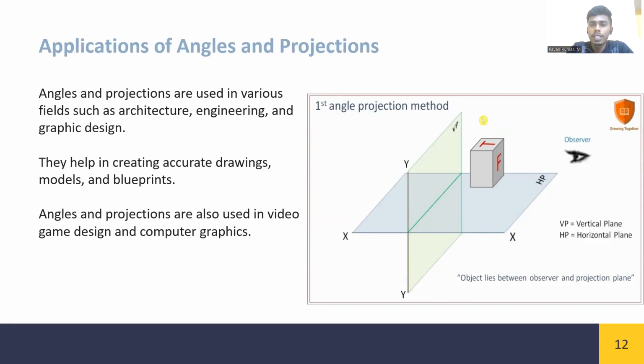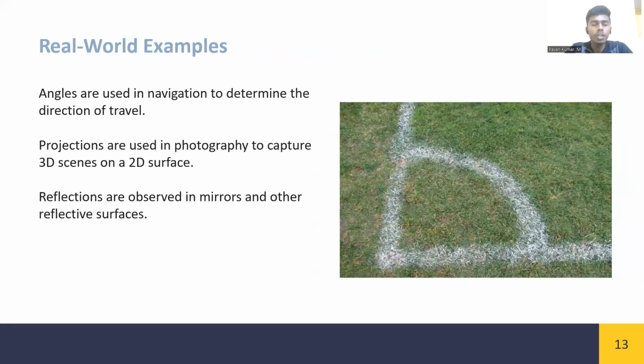Here is a clip of the first angle projection method, where VP is a vertical plane and HP is a horizontal plane. Here the object lies between the observer and the projection plane. This method is used in CAD drawings.